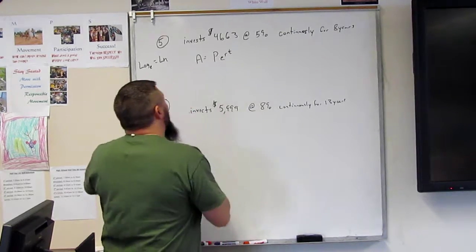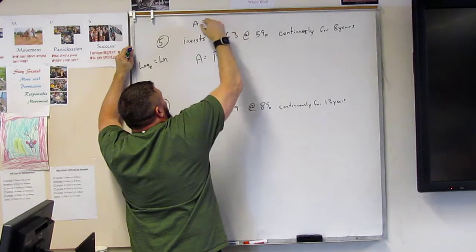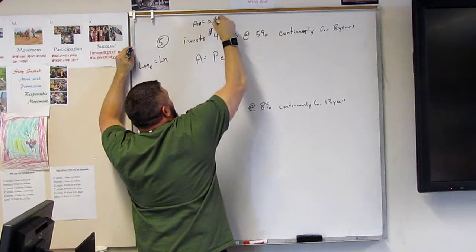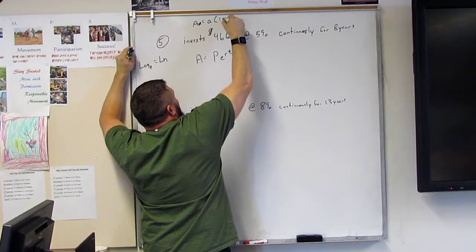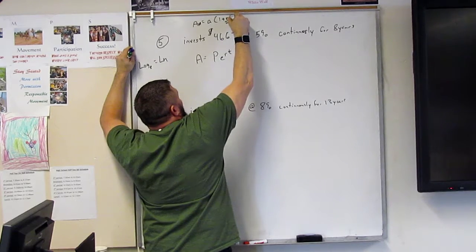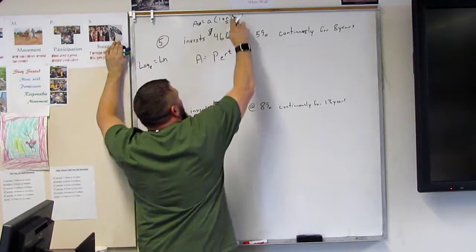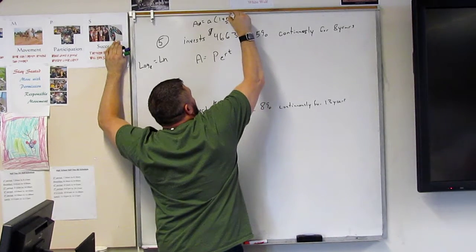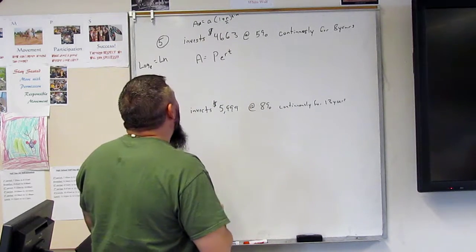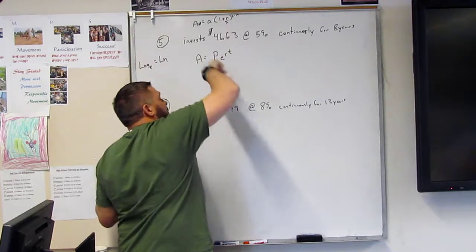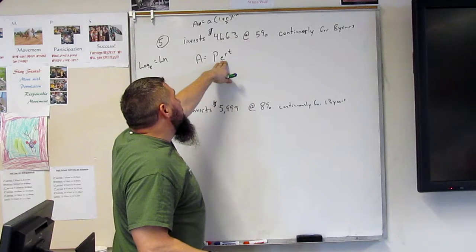Our old formula was A is equal to P times 1 plus r divided by n, to the t times n. Not divided, multiply it up there. Sorry, t times n. My bad. And so, as we get to continuously, you'll find that e replaces that whole value.